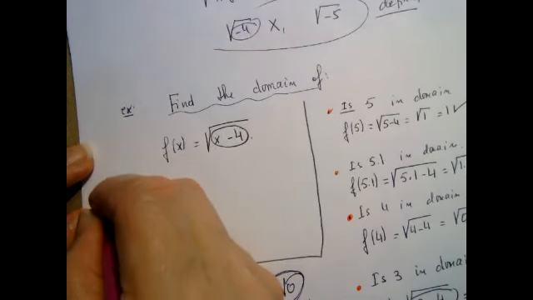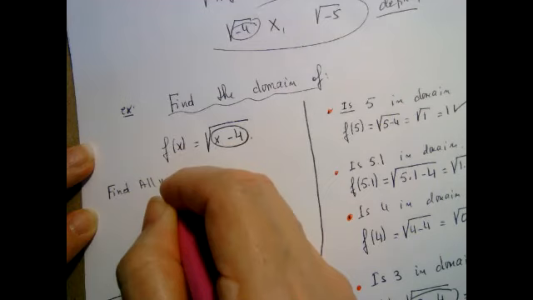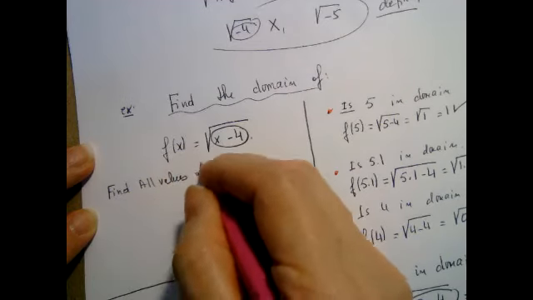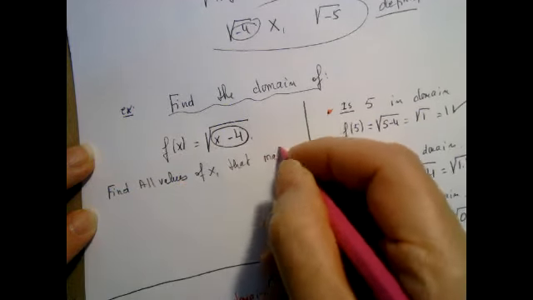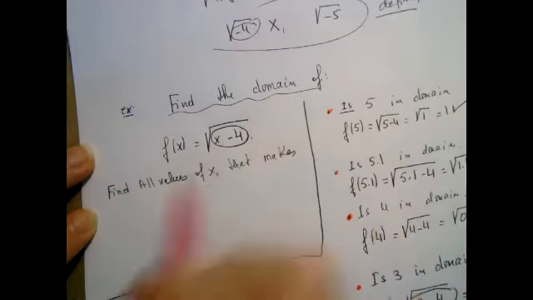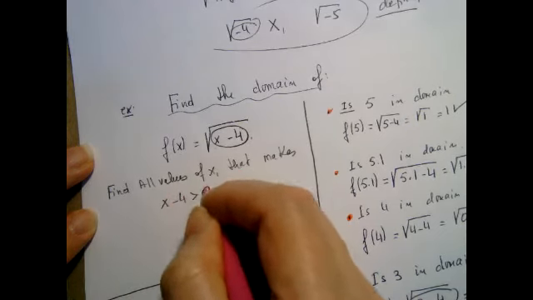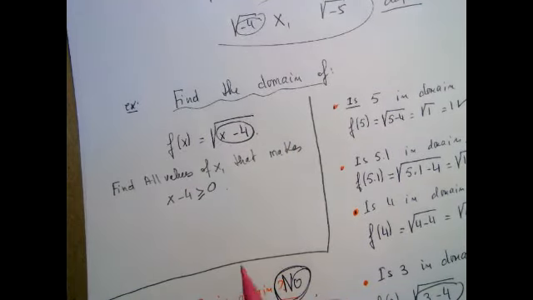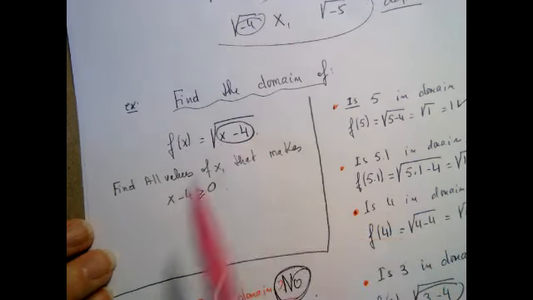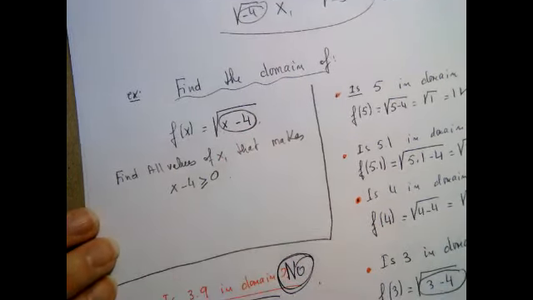Okay, we need to find for the domain all values of x that basically make the term under the square root positive or equal to 0. Okay, so this is the domain: all values of x that make the term under the square root positive. Those are the x's which will be allowable. Those are the x's that will give me an output.